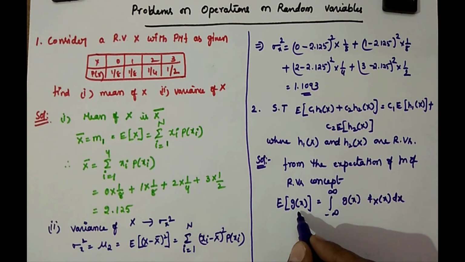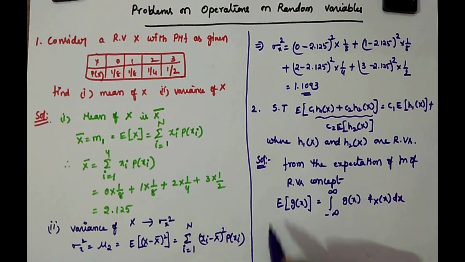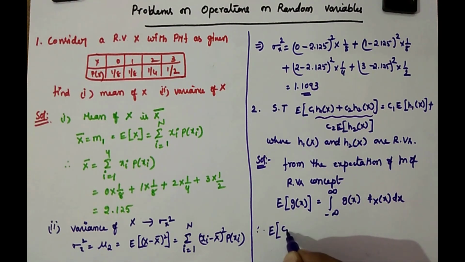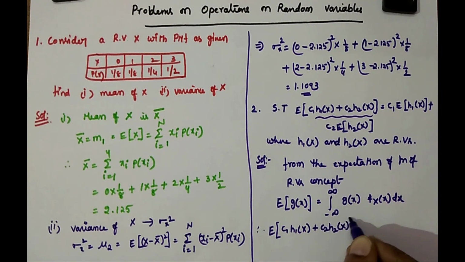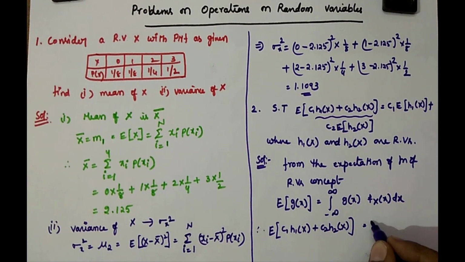So now what is g of x here? G of x is now this one. Therefore, just substitute that. E of C1 into H1 of x plus C2 into H2 of x is equal to, yes, just substitute g of x here. C1 into H1 of x plus C2 into H2 of x, okay, into fx of x dx.